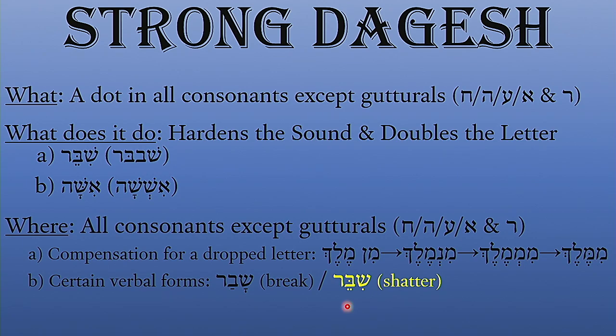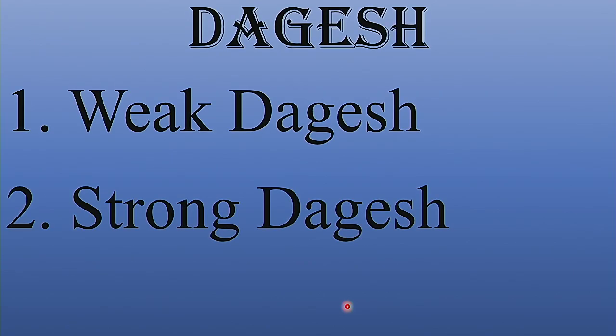There is a doubled bet here. And because of this, I know that it's a strong dagesh, helping me to understand the proper meaning of the word shatter. So these are the dots that appear in some of the letters in the Hebrew alphabet, the weak dagesh and the strong dagesh.